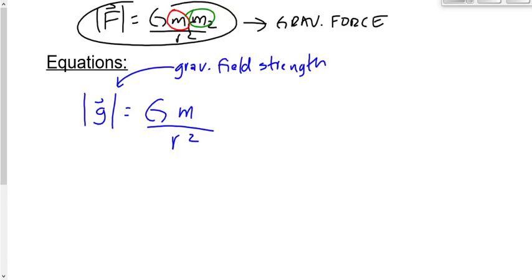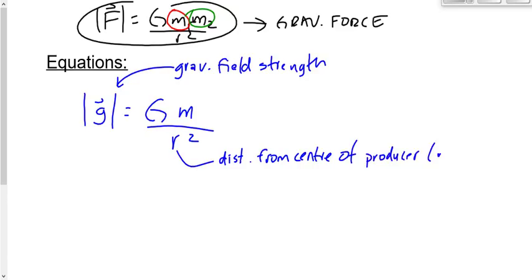Big G, of course, is 6.67 times 10 to the minus 11. r is the distance from the center of the producer in meters to wherever it is that you're trying to find the field strength. If I want to find the field strength 20 meters above the surface of the Earth, then I need the distance from 20 meters above the surface to the center of the Earth. So I would add that 20 meters to the radius of the Earth to get that distance.